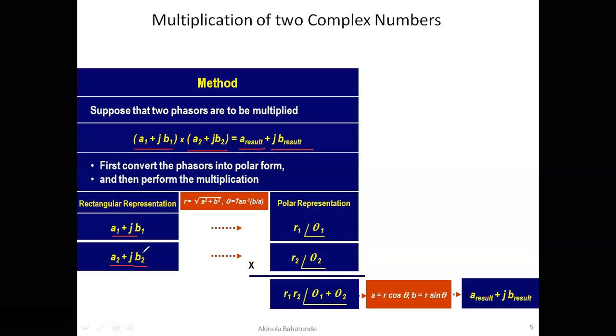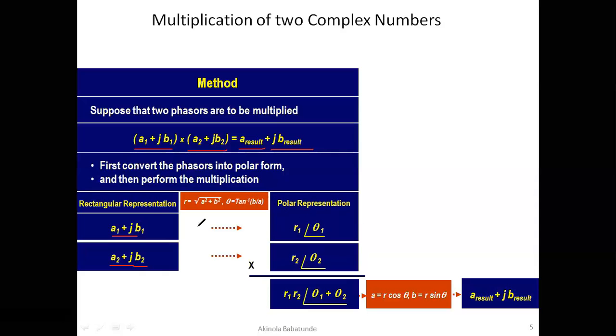So to multiply complex numbers, you have to convert them to their polar representation. You will notice that before we could add complex numbers together, we converted them from their polar representation to rectangular representation. But now if you want to multiply or divide complex numbers, you convert from rectangular representation to polar representation. If you already have them in polar representation, it's good, you can just go ahead and multiply. But if you have them in rectangular representation, you first have to convert them to polar representation to make it easy for you.